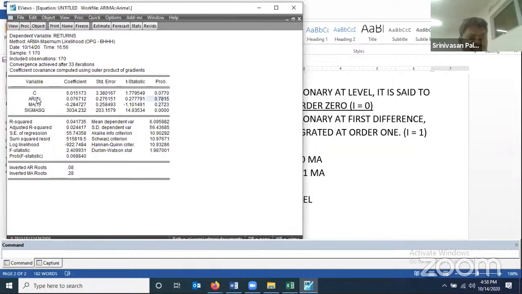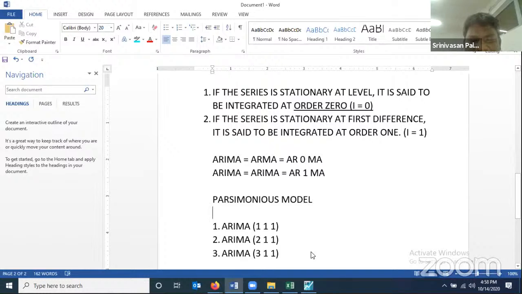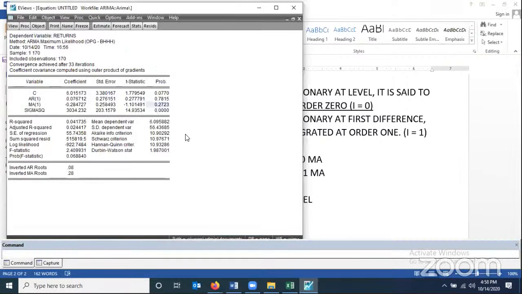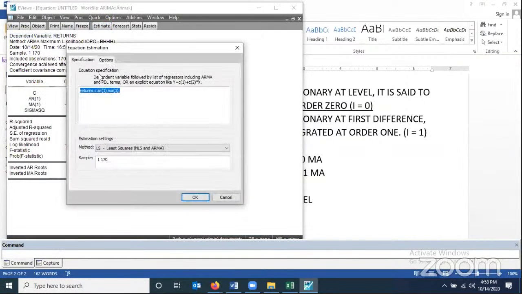Anyhow, this is the experiment. AR1 is insignificant and MA1 is insignificant. Now I am going to the next model. What is the next model? I told you to make a note. Please, professors, come on. What is the next model? 2,1,1. Let me try with 2,1,1.